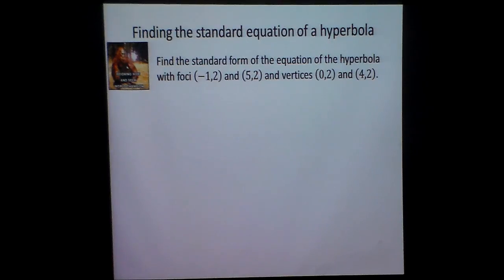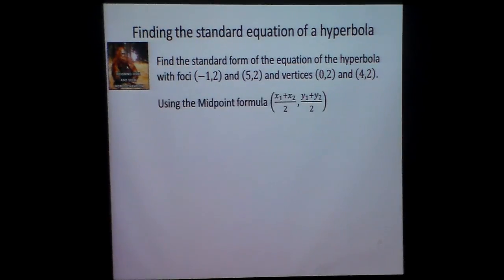So, first off, let's talk about this problem here. Let's write the standard form of an equation of the hyperbola if we have foci at (-1, 2) and (5, 2), and vertices at (0, 2) and (4, 2). Notice all the y values are 2, so that tells me I'm going to have a horizontal transverse axis.